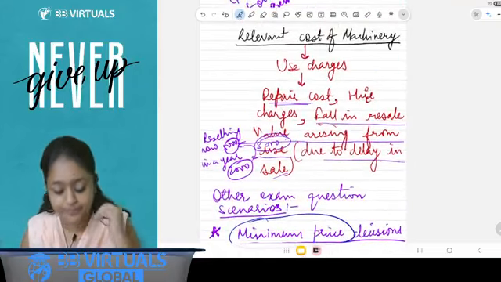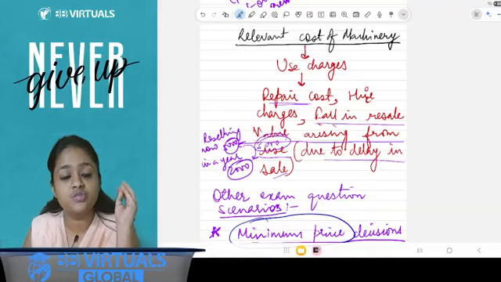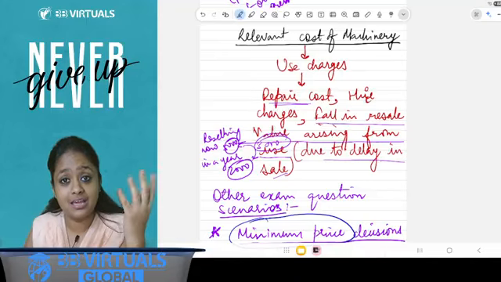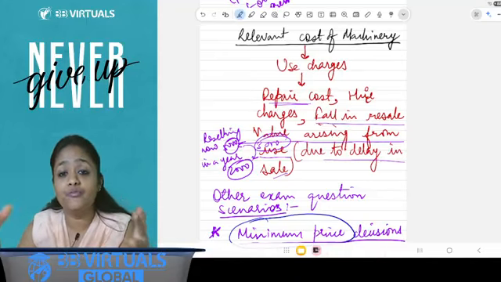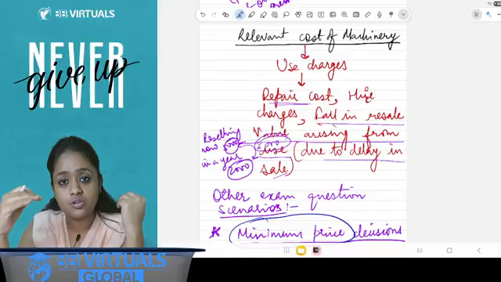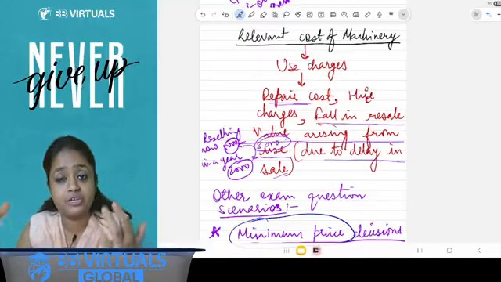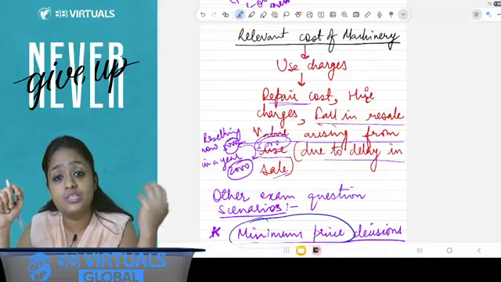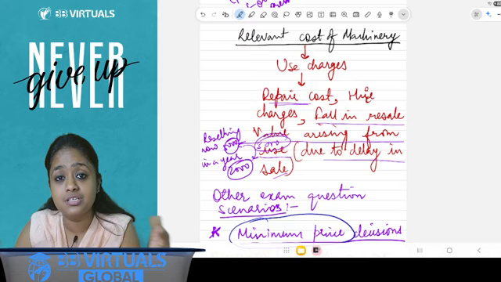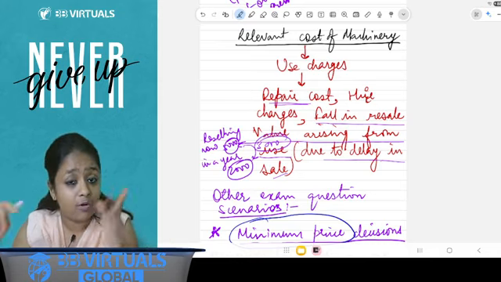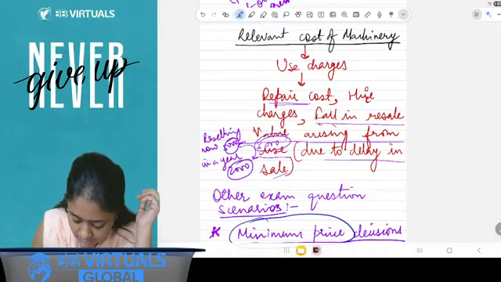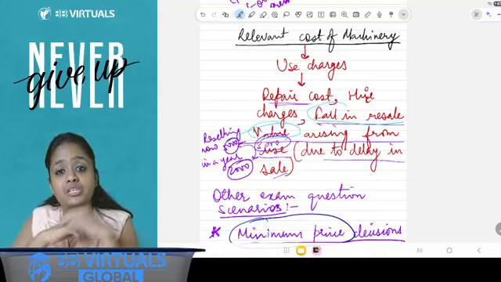Let's take the next one. Now I'll take up the relevant cost of machinery. So what is the relevant cost of machinery? We will not take the fixed cost or the notional cost like depreciation, like the purchase cost. For me, the relevant cost will be the regular day-to-day expenses like repairs, like maintenance, like hire charges. And also one more very important relevant cost. What is that, guys? Fall in the resale value of the plant and machinery.